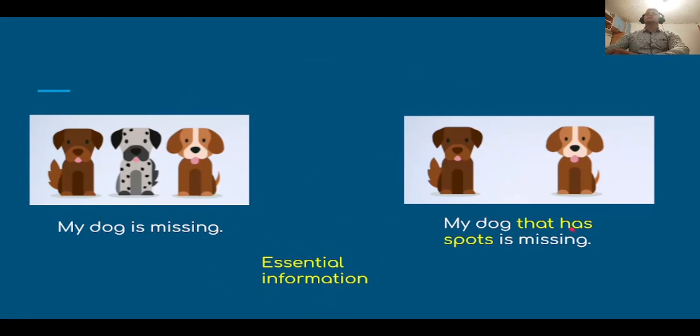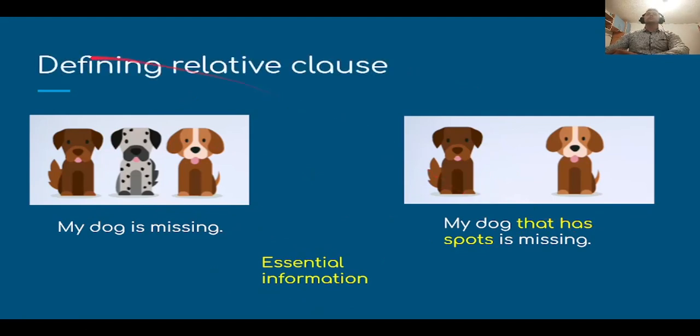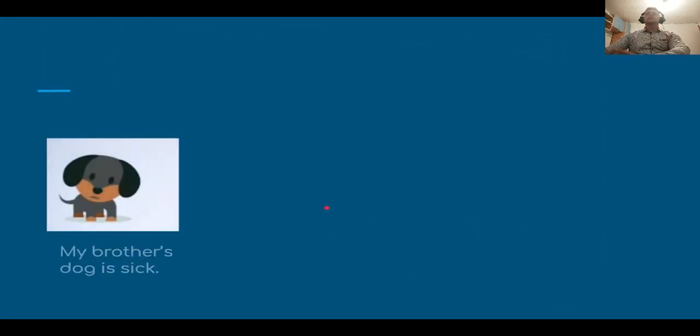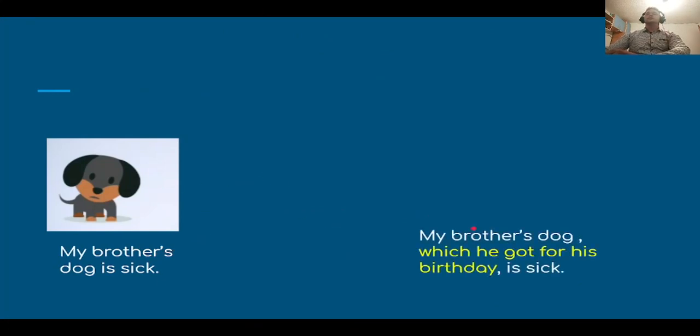So with that information being present, we have a defining relative clause which included the essential information. And now we know which dog is missing. That's right. So, another example. My brother's dog is sick. And my brother's dog, which he got for his birthday, is sick.